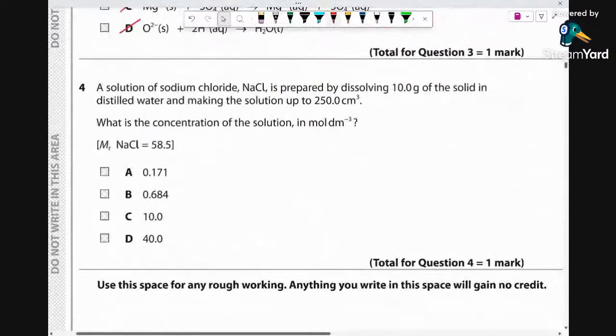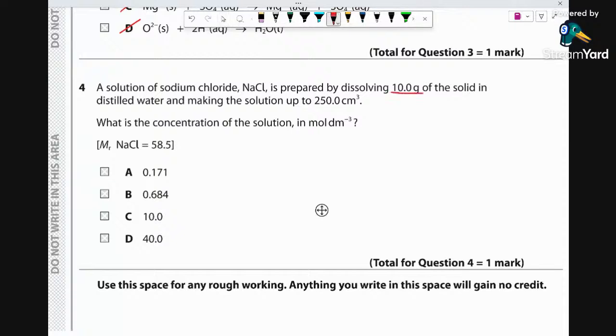Let's move on. A solution of sodium chloride is prepared by dissolving 10 grams of a solid into distilled water and making the solution up to 250. I've suddenly realized, by the way, that if anybody wants to use this paper as an opportunity to check their own working, I would just say pause the video at each multiple choice I get to, have a go at it yourself, and then listen to my commentary. That sounds like a reasonable thing to do.